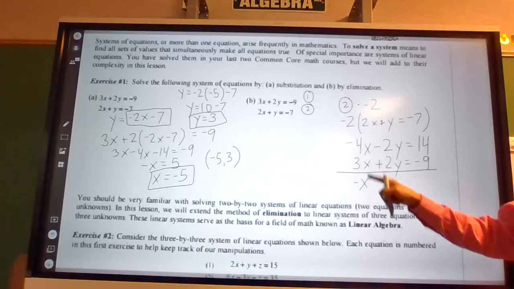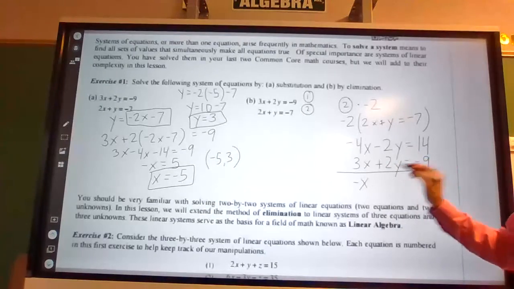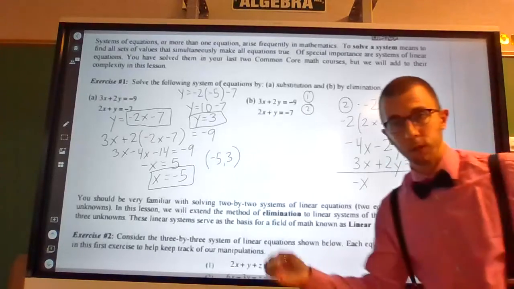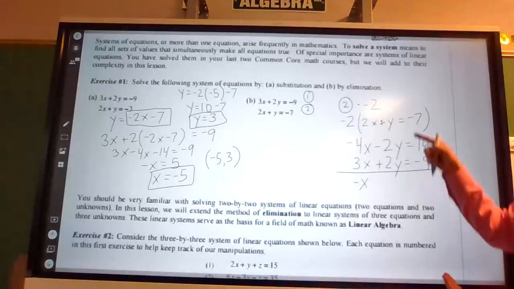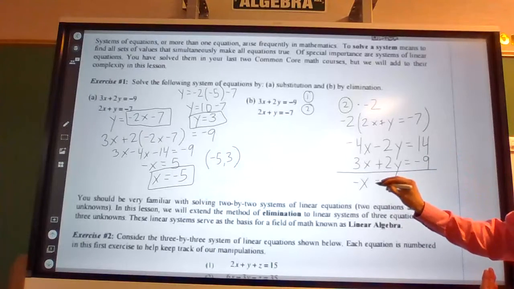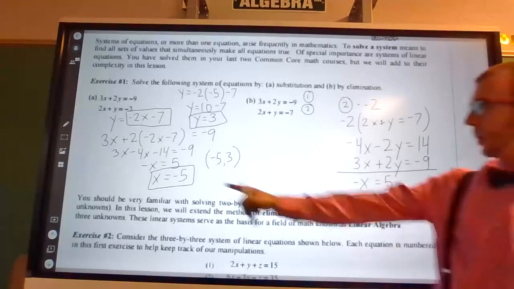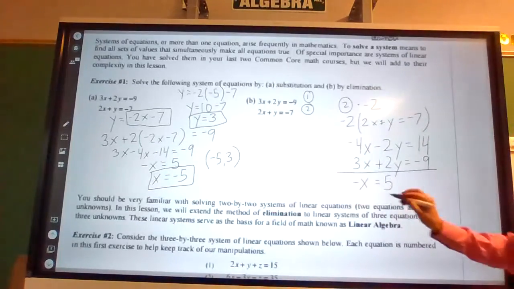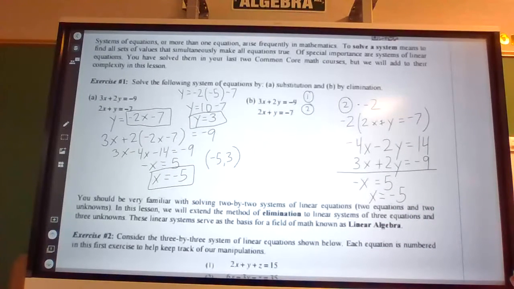So negative 4x plus 3x is negative x. Negative 2y plus 2y is 0. Okay, just like that, we eliminated y. That was the whole point in this process here, to eliminate a variable. So now we have negative x equals 5, because 14 minus 9 is 5. And if you notice, that matches exactly what we had over there. So that means x equals negative 5. All right? So that's our x value.